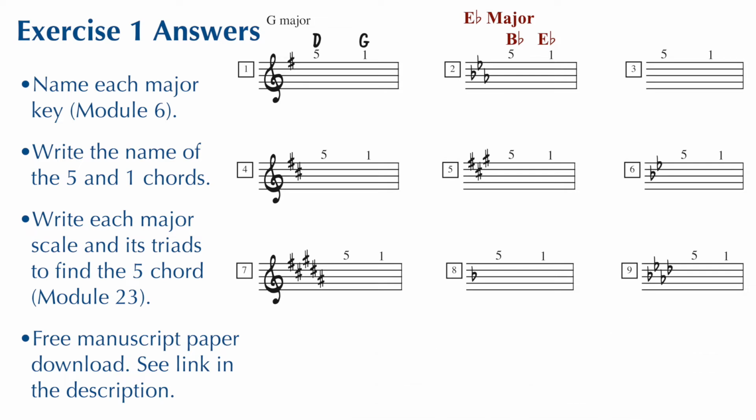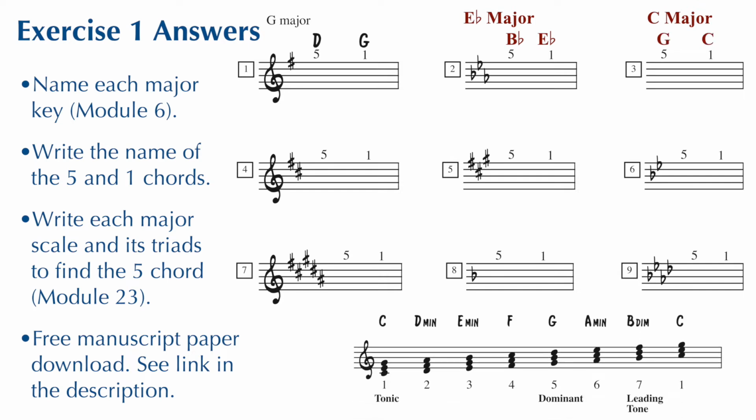Number 3, there is no key signature. That puts us in the key of C major. C is our 1 chord. We build out that C major scale and its triads, and G is our 5 chord. So our 5-1 progression in the key of C major is G, C.